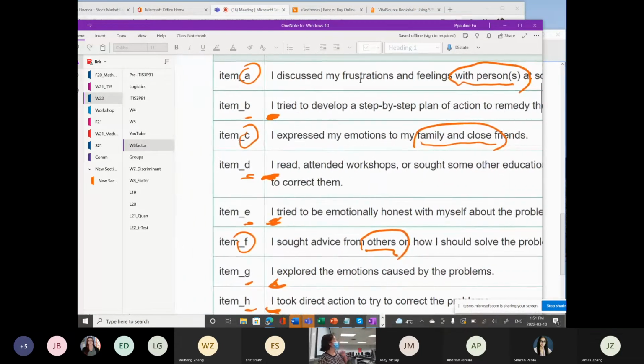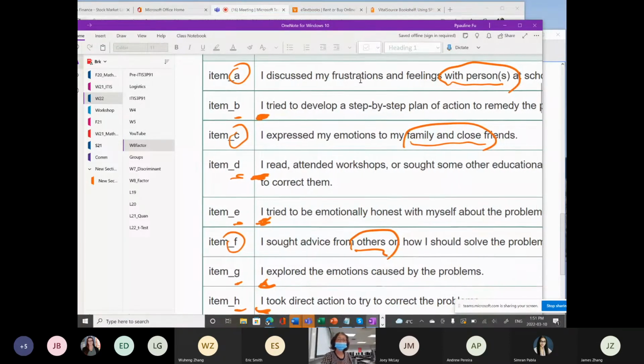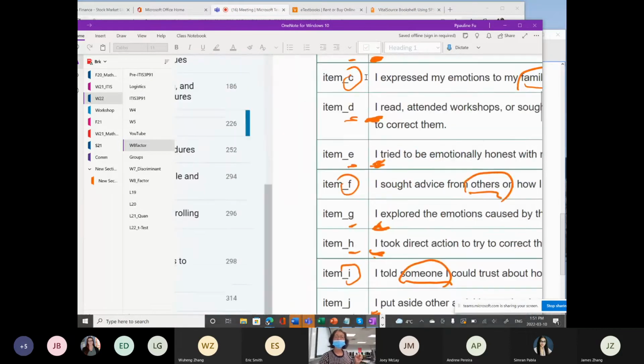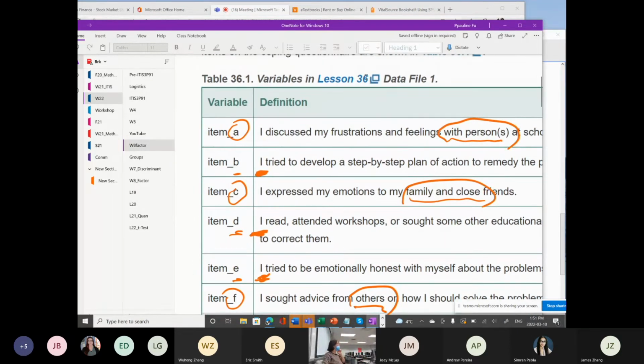So this is the original data variable, right? If you look at item A, "I discuss my frustration with other people," this is other directed, we know. If you look at item B, "I try to develop a step-by-step plan," this is me, self-directed. So we know from the original data. Based on our knowledge about the original data, items A, C, F belong to other directed, where you interact with other people. And items B, D, etc., you interact with yourself. That's why we gave them the names other directed and self-directed.